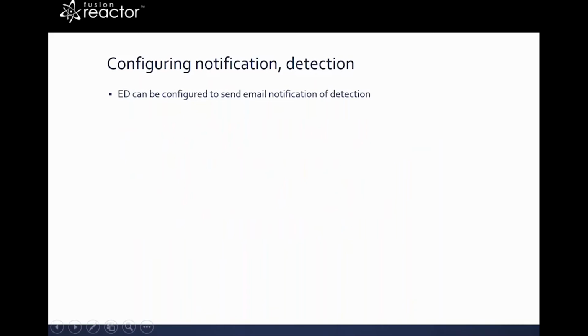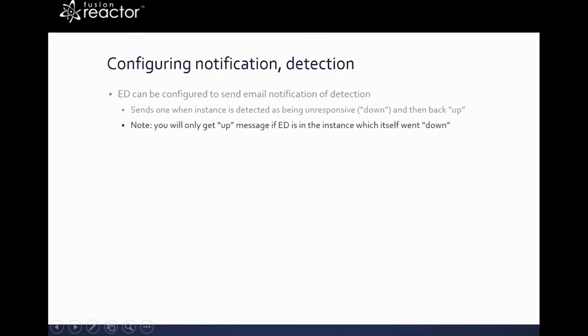I'm sorry, I realized that when I talked about this earlier, I forgot that I had the slide here that I covered it. So you can configure it to send the email notification. It'll send you that up and down, and you only get the up if you're watching the instance itself. And there's where the configuration is done in the dashboard. And there's more on that in the documentation about settings. So again, that's the settings for FusionReactor.